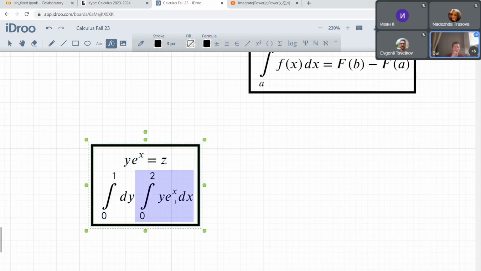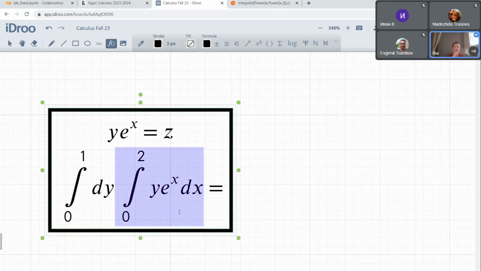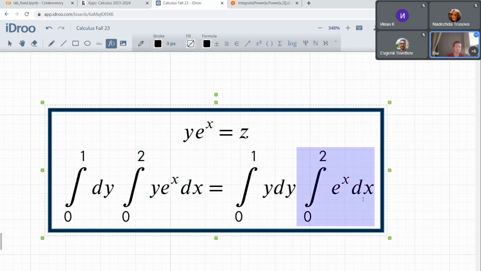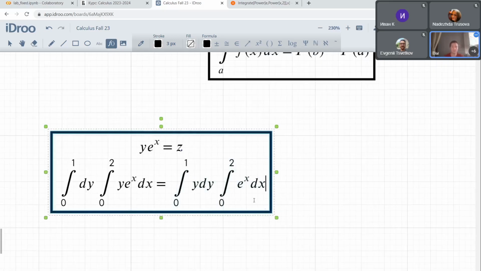Sometimes you're interested in computing several integrals one by one from one function. In this example, I suggest you first compute this integral using y as a parameter. Unlike with partial derivatives, here we think that y is a constant. We don't want to work with it, and we can easily put it outside the integral. Now you can compute the value of this integral, and after that the value of the external integral.